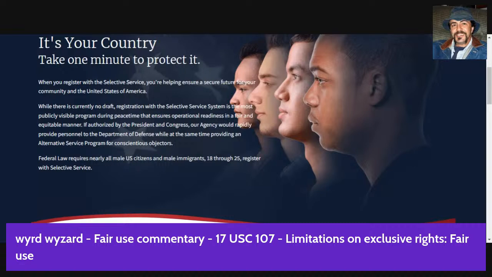Federal law requires nearly all male U.S. citizens and male immigrants 18 through 25 to register with selective service. This is not true, as I've said in the selective service video. We went over the information that qualifies a young man to be required to sign up for selective service, and that is to first take upon the benefit of the Medicaid services and higher education. If he does not wish to take upon those benefits, then he is not required to sign up for selective service. There is a procedure.